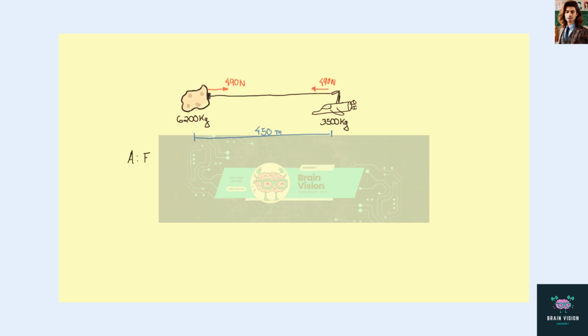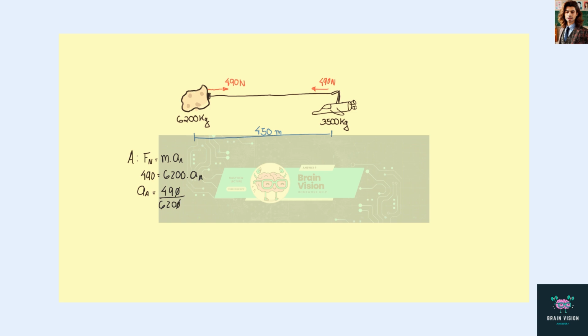The net force acting on the asteroid is equal to its mass times its acceleration. Let me call it AA for the acceleration of the asteroid. Then the net force is equal to 490 newtons, the net force acting on the asteroid only. And this is equal to 6200 times the acceleration of the asteroid. Then the acceleration of the asteroid is equal to 490 divided by 6200.